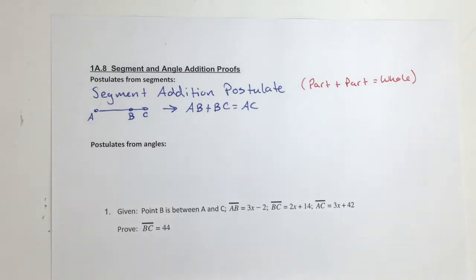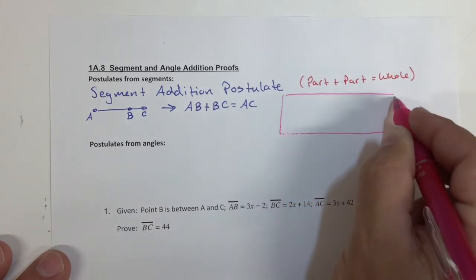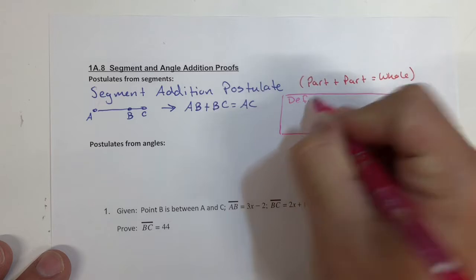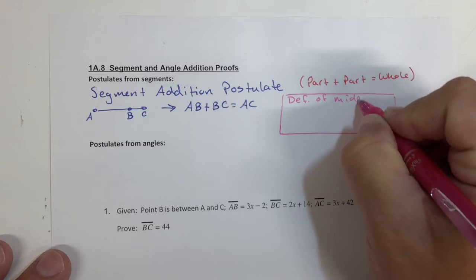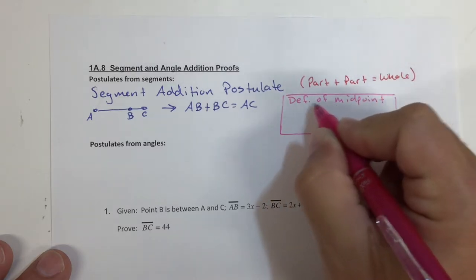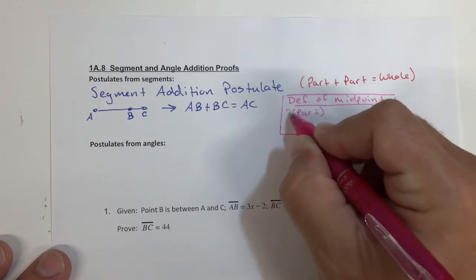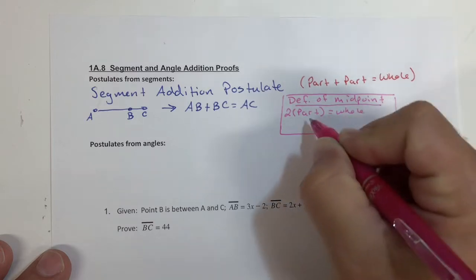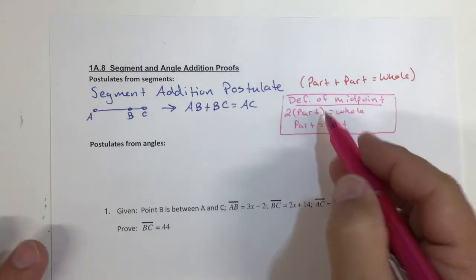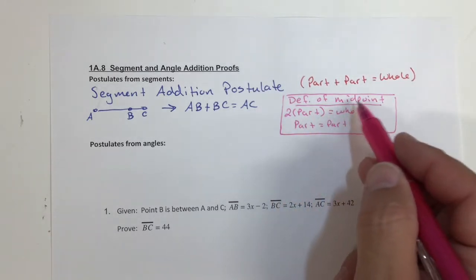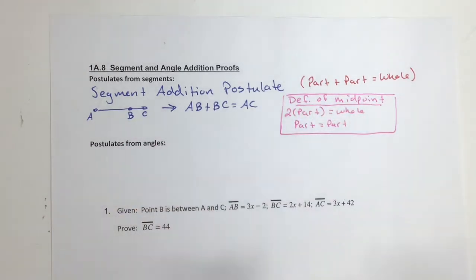Now, there is something else I want you to write down. This isn't a postulate, it's what we would call a definition, but we can use it in certain proofs also. The definition of midpoint is either part times 2 equals whole, or part equals part. Anytime we set up an equation like this because of the word midpoint, we're going to give the reason: definition of midpoint. So that goes with our segment addition postulate.